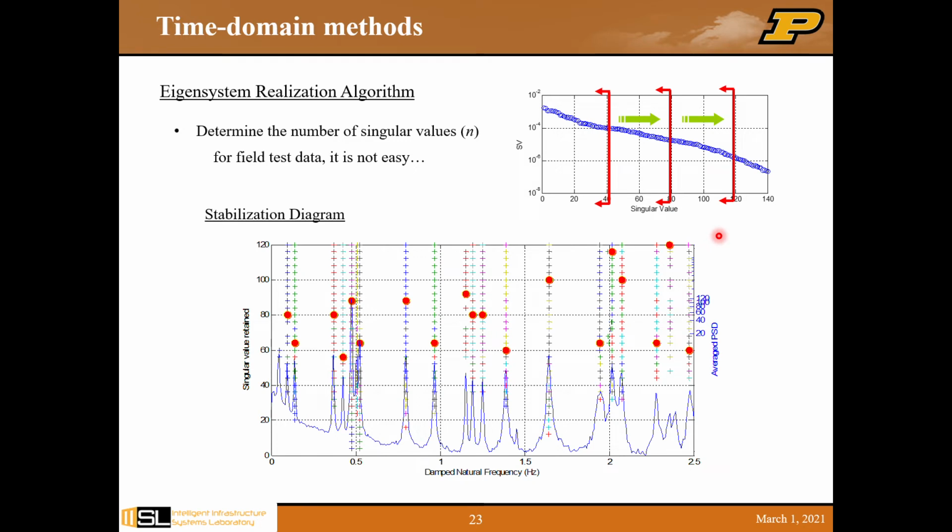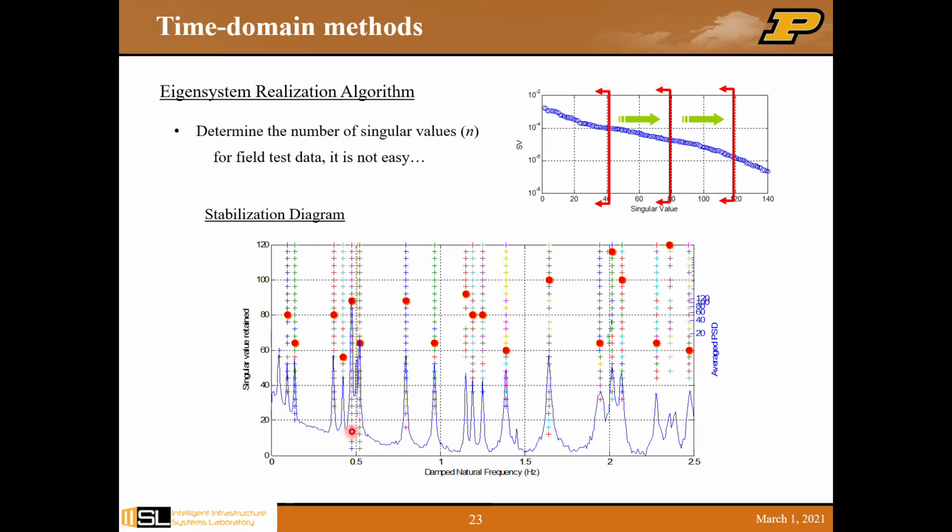The basic idea is that if the mode is genuine, it can always be identified for any number of singular values, as long as we have sufficient singular values to process that mode. So here's what the plot looks like. The stabilization diagram first has the average power spectral density to provide the reference for us to visualize the potential modes. Each peak represents one potential mode.